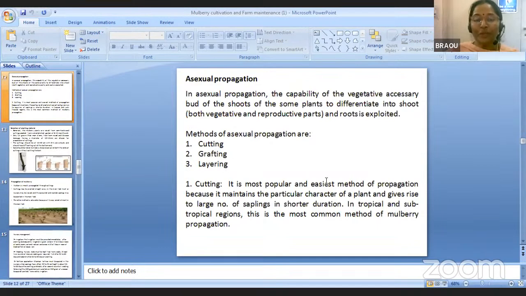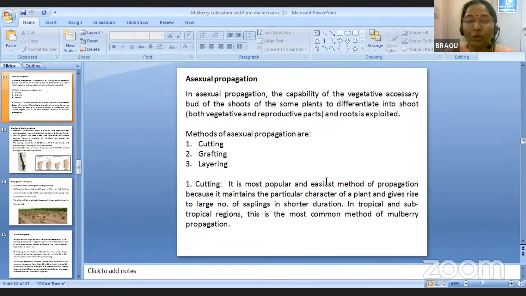Now when you're talking about asexual propagation, where you're not going to use a seed, you're going to use the cuttings directly. That is called asexual propagation, how to grow them and how to take care of them. This is the capability of vegetative parts. It can be a bud of the shoot, it can be the shoot itself, or it can even be the roots, which can be used for propagation of mulberries.